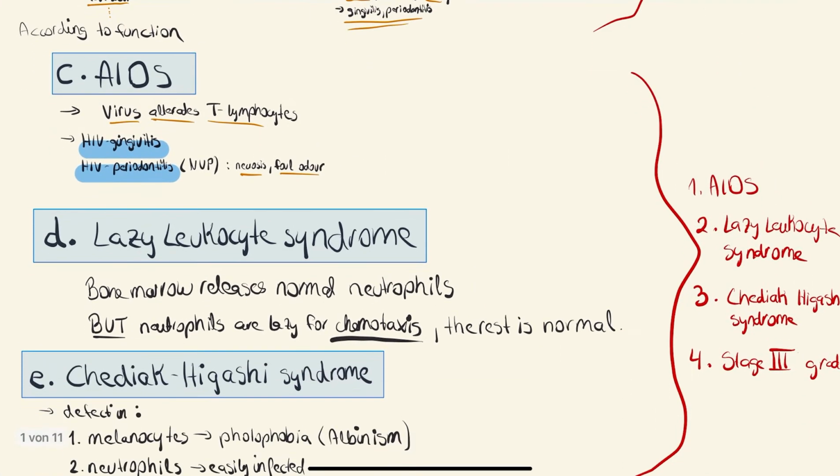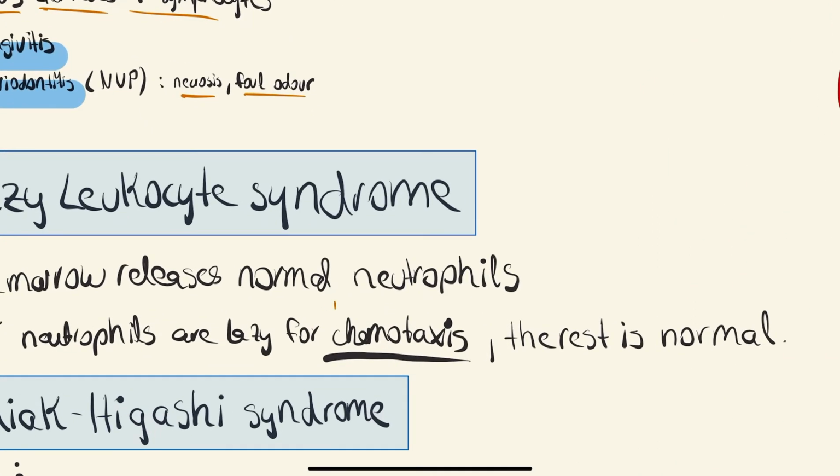Okay, then we have the fourth type, lazy leukocyte syndrome. We have here a bone marrow which releases normal neutrophils, but as the name says, we have lazy leukocytes. That means the neutrophils are lazy to do their action, chemotaxis. They are only lazy to do chemotaxis, but the rest, phagocytosis, intracellular killing, extracellular killing, everything is normal, but their chemotaxis function is lazy.